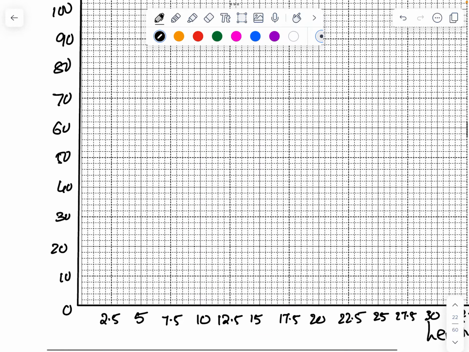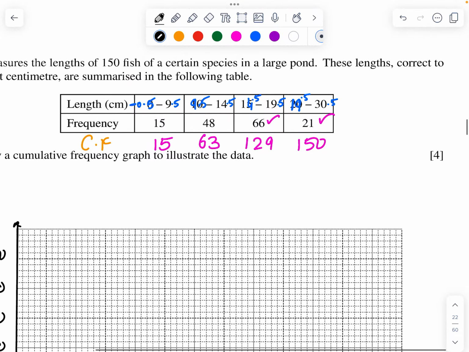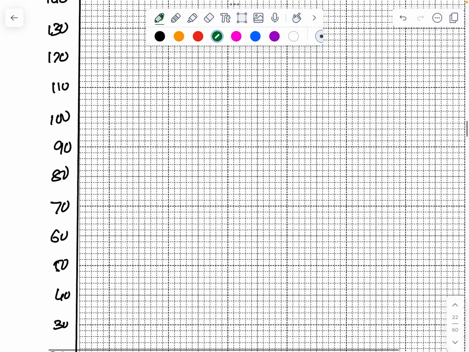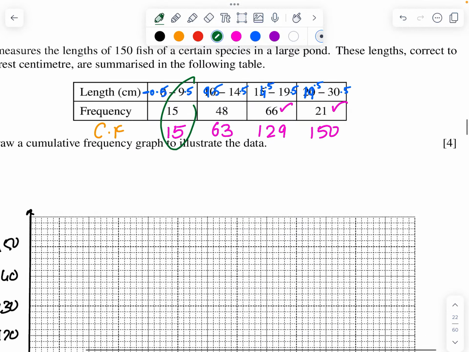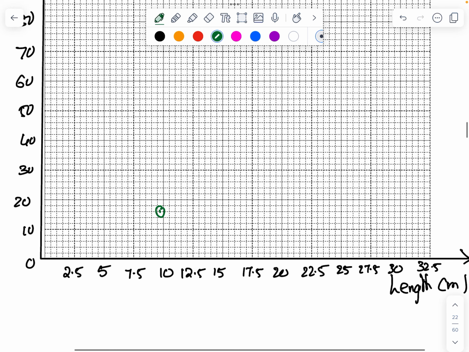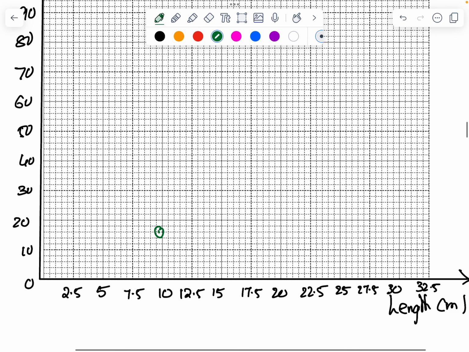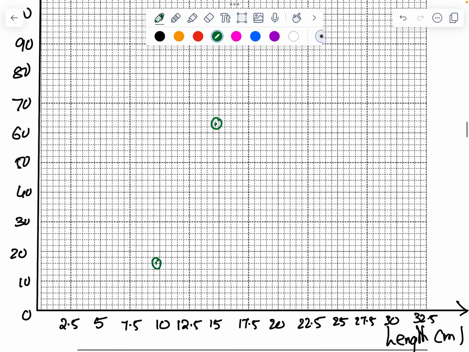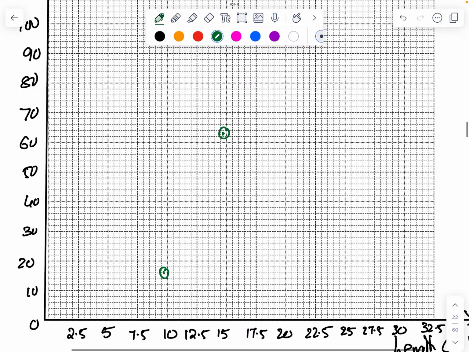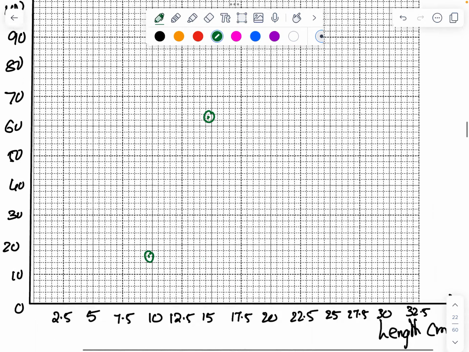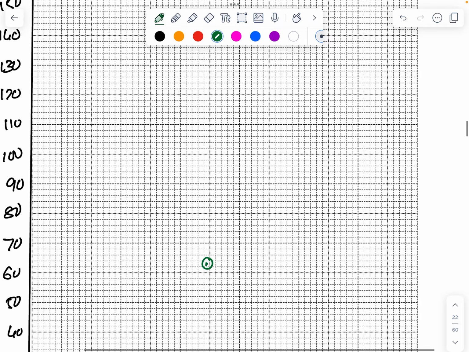Now what am I going to do? I am going to mark it out. For 9.5, it is 15, somewhere over here. Then for 14.5, it is 63. Then next for 19.5, 129.